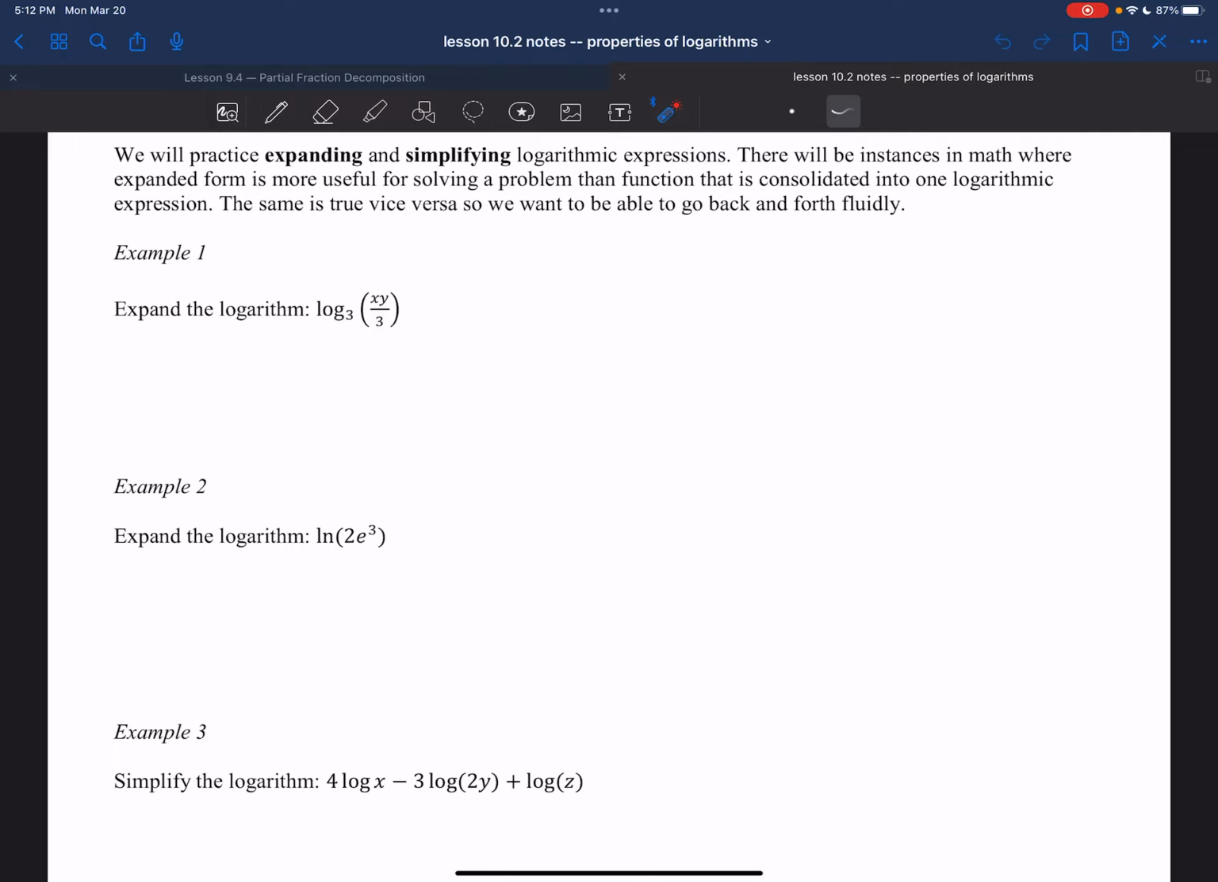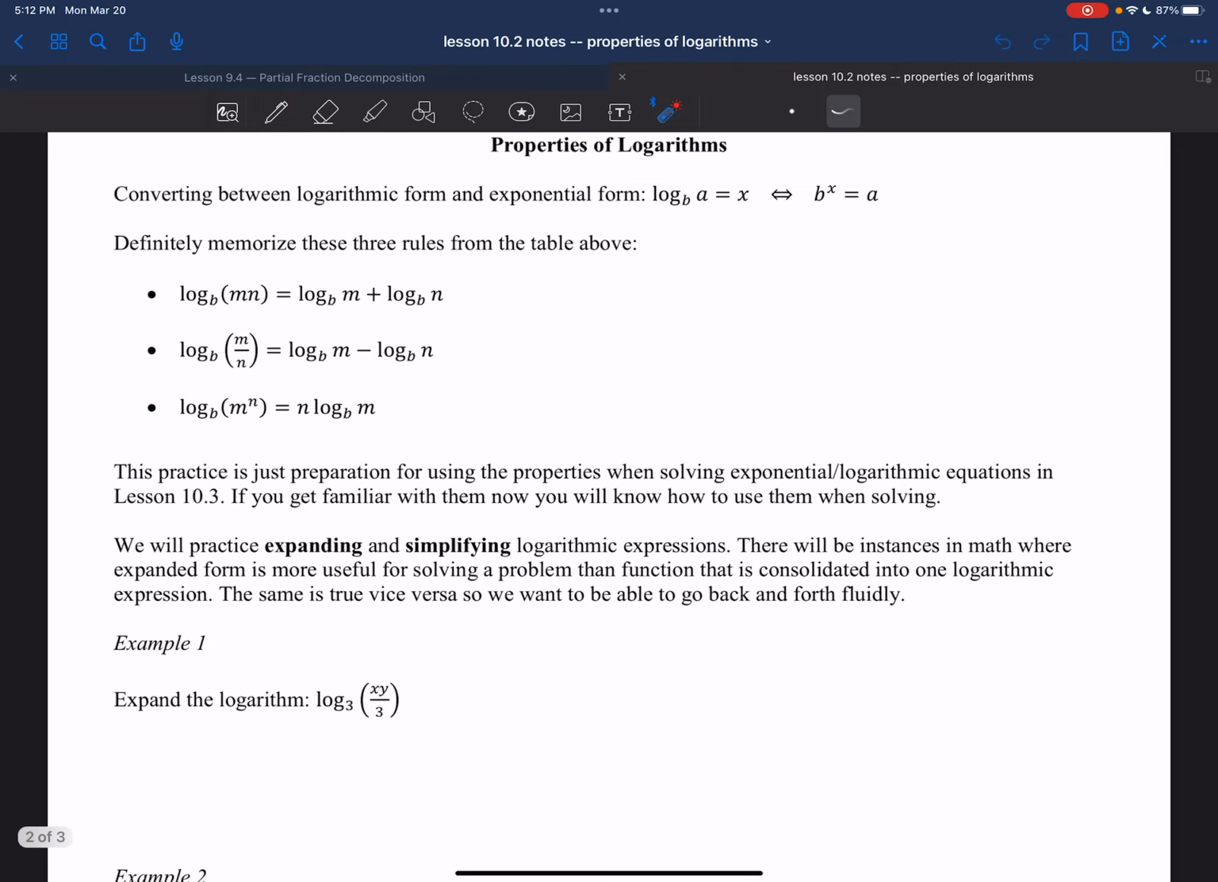Okay, so example 1, it's going to use these three rules here. If you need to pause the video and look at those three rules, do so. It just says that when you multiply the arguments, you can split this into a sum of the logs. If you take a quotient of the arguments, you do a difference of the logs. And then this one's called the power rule. If you have log base b of m to the n, you can take that n and put it out in front as a coefficient. That says n times log base b of m. That's what that says.